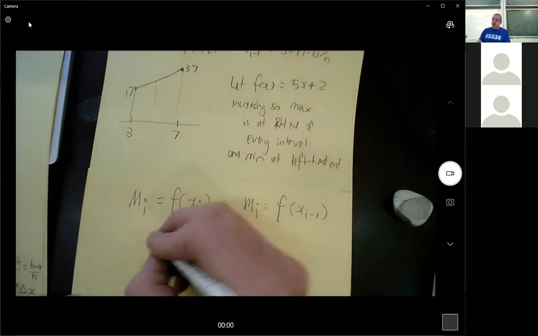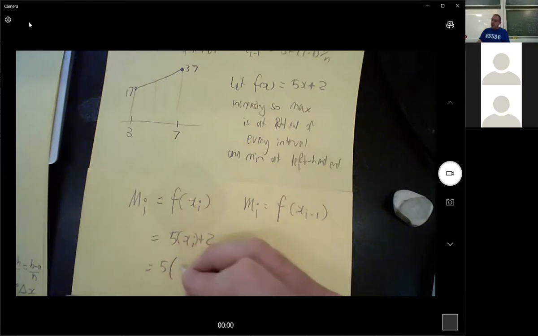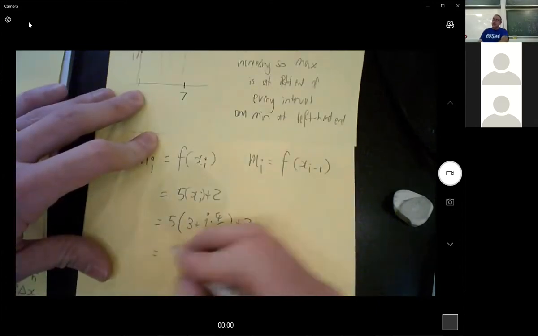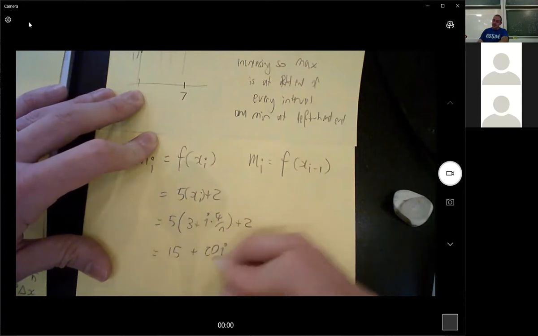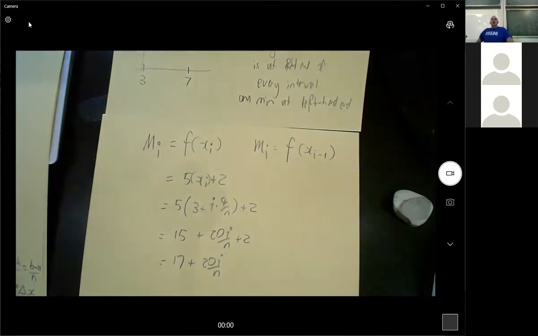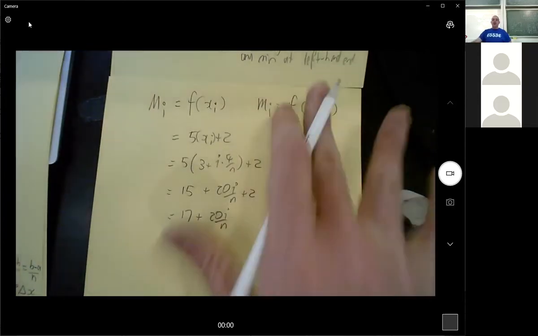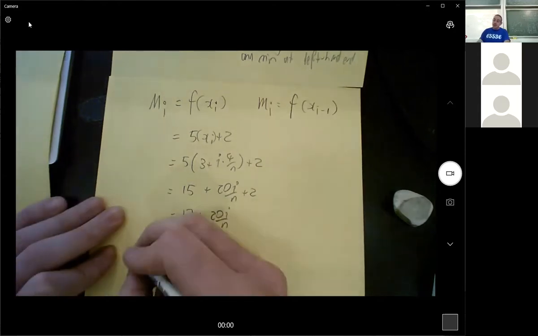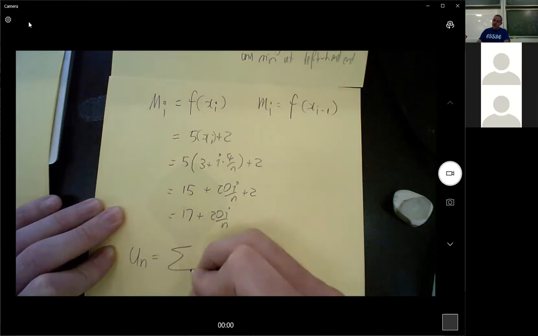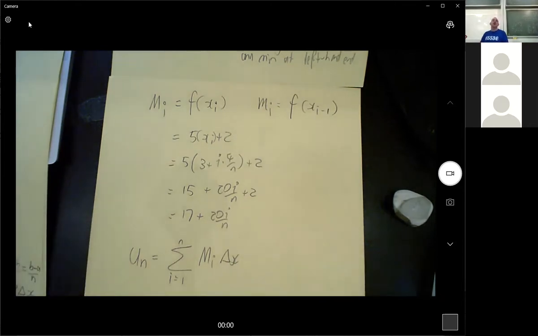Okay, so this one is 5 lots of xi plus 2, which is 5 lots of 3 plus i times 4 on n, plus 2. That's where I am, 17 plus 20i on n. And now, I'm not going to figure out the little mi, I'm just going to leave it as it is. The upper sum is the sum from i equals 1 to n of capital Mi times delta x. It's always that. We write that first.